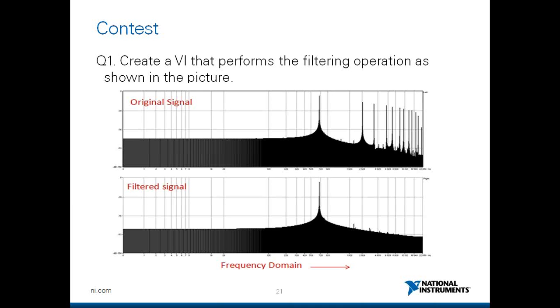Once again, I'll repeat. The original signal is given to you, which becomes your input. The filtered signal is an output. How you get to the filtered signal from the original signal using the DFD toolkit is what you have to tell us. This is question number 1.